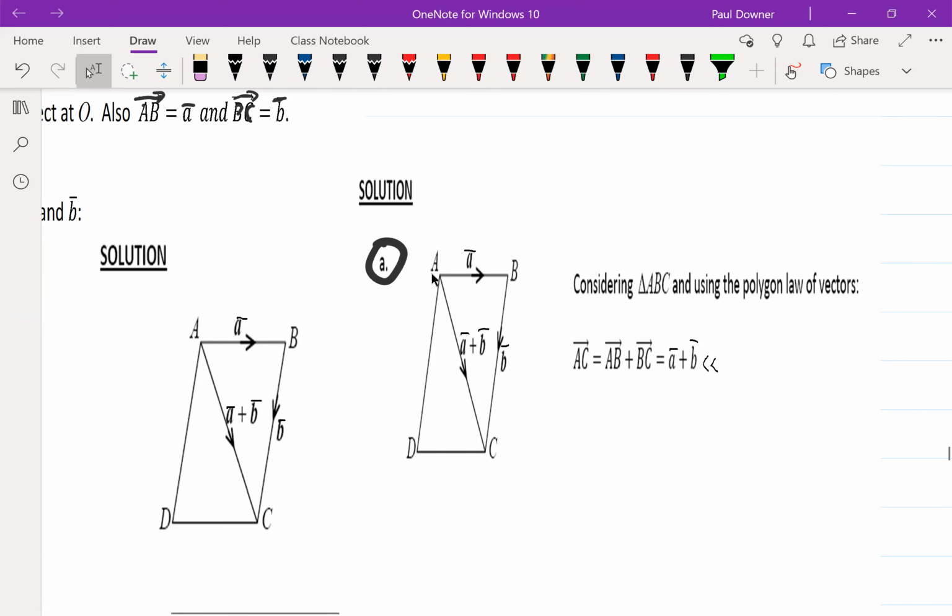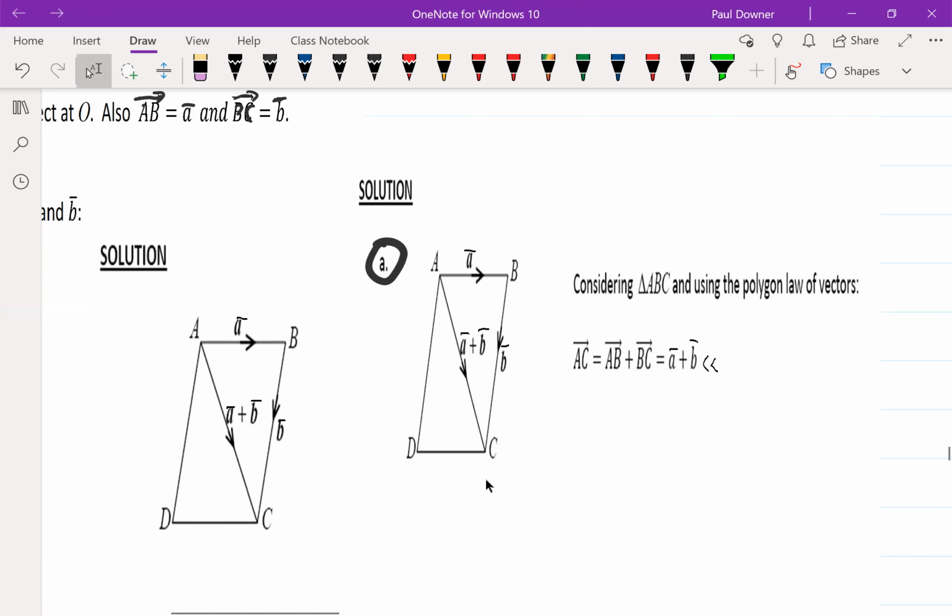Now I'm going to choose to go from A to B and B to C because I already know what the vector AB is. They gave me AB up here as A. So AB would be A and BC would be B. So to get from A to C, which is this vector AC, all I have to do is go from A to B and then from B to C, because I'm going to start at the same start point A and end at the same end point C, regardless of which path I take.